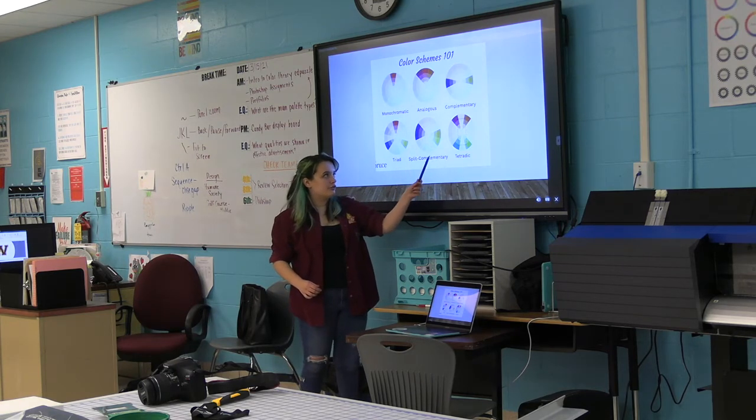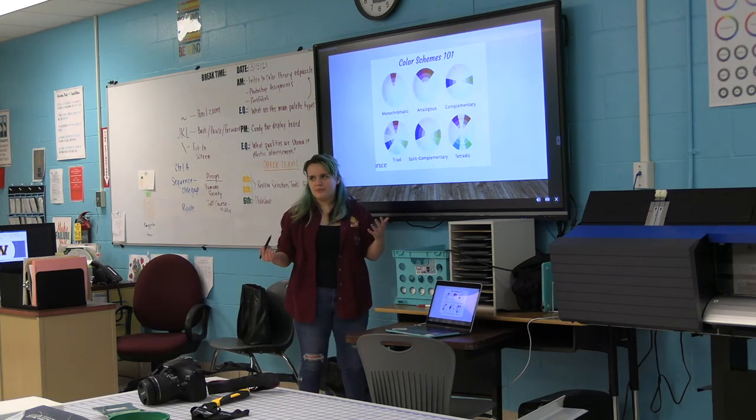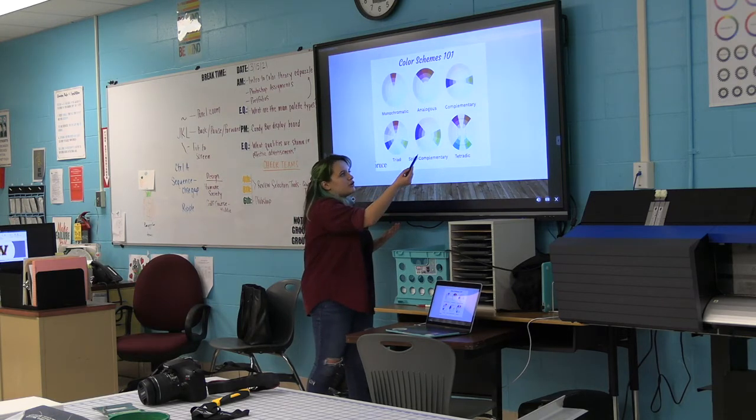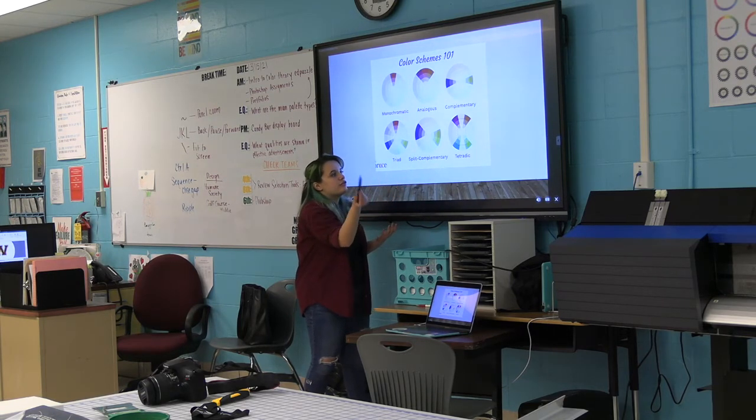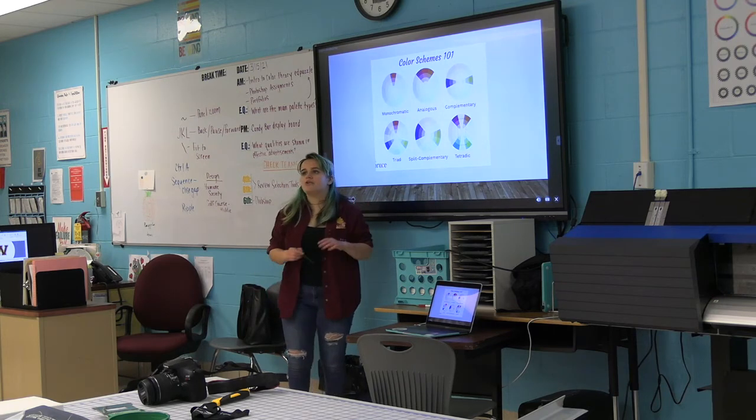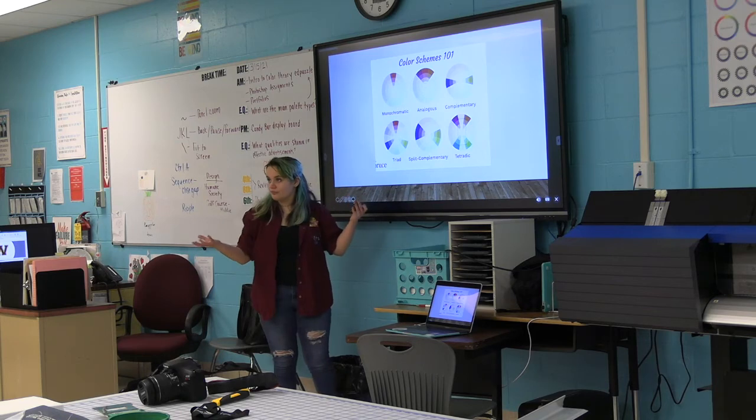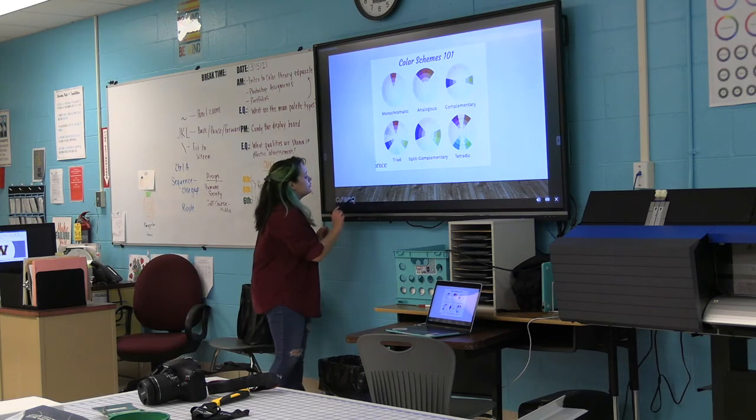Tetradic colors are a color scheme that forms a rectangle like this. So you have like this magenta, this orange, this cyan, and this lime green because they make a rectangle on the color wheel.